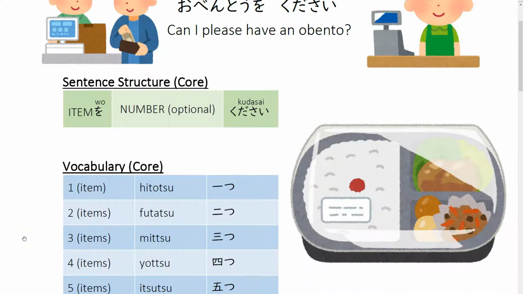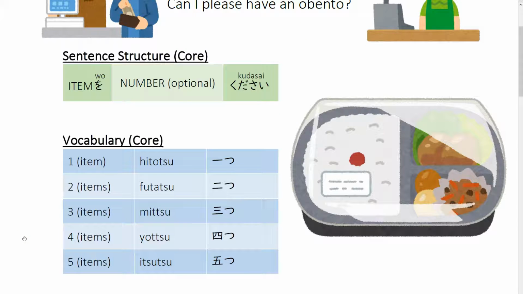They do have a separate counting system for counting objects. Ichi, ni, san does kind of work, but it's clunky, and you are better off using this counting system. We've seen a few counting systems already. One person, hitori, two people, futari, sannin, yonin, so on and so forth. 1 o'clock, 2 o'clock, ichiji, niji, 14 years old, 15 years old, 14 sai, 15 sai. So all these little counting systems make up the language, and this is no different. So item o, number, kudasai.